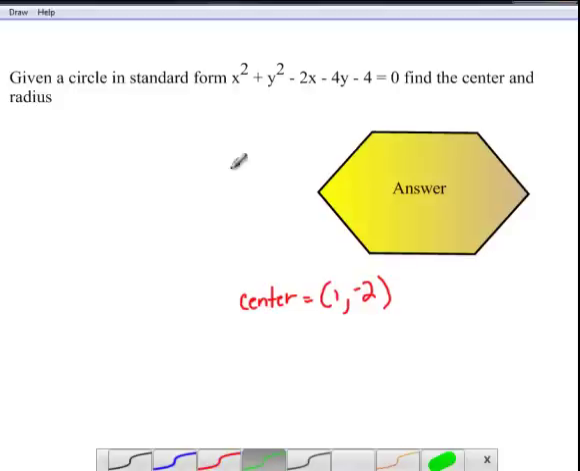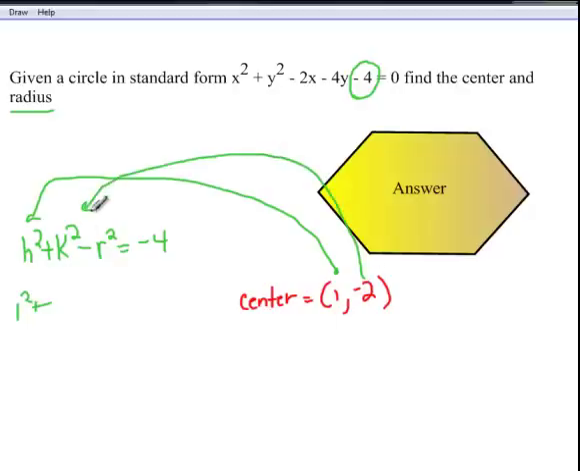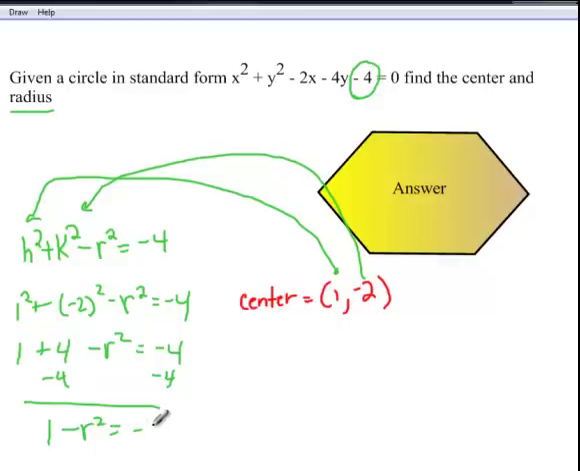All right, how do I find the radius now? Because they want me to find the radius. Well, the radius is hidden right here. And I know the radius was the h value squared plus the k value squared minus the radius squared. That gets me negative 4. Okay, here's my h, 1 squared. Here's my k, negative 2 squared, equals negative 4. And now the rest is just basic math. 1 plus 4 minus r squared equals negative 4. Minus 4 minus 4. 1 minus r squared equals negative 8. I'm going to just move it over, so that's 9 equals r squared. R equals 3. So my radius is 3.